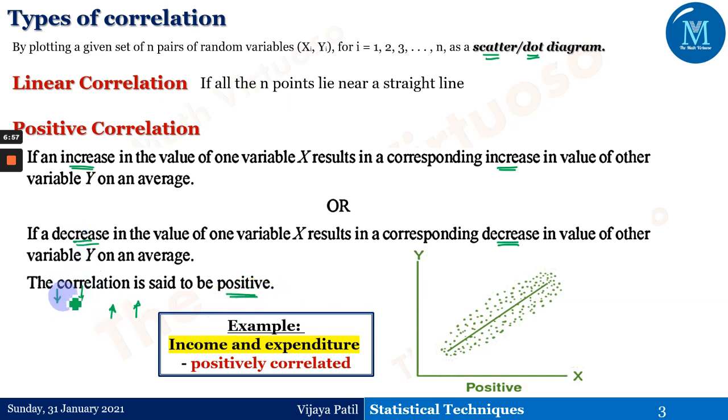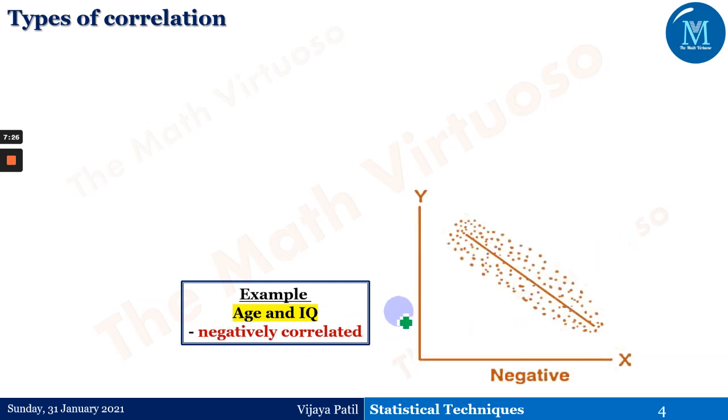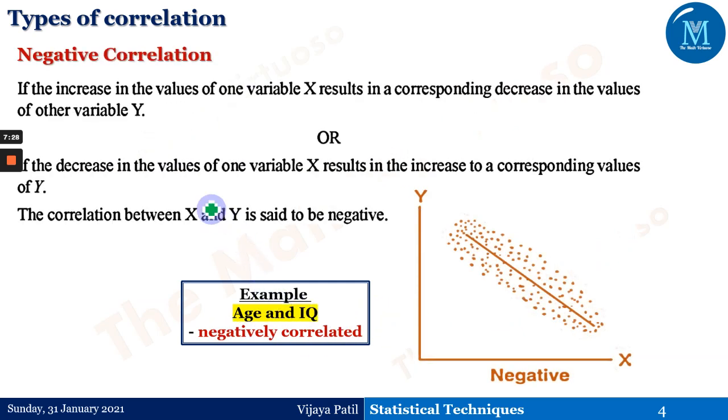As I have shown you here, if the x and y variables move in the same direction, it is known as positive correlation. Now let us start with an example: the age of a person and the IQ of a person. They are going in opposite directions, and that is the reason it is a negative correlation. And this is the graph of the negative correlation.